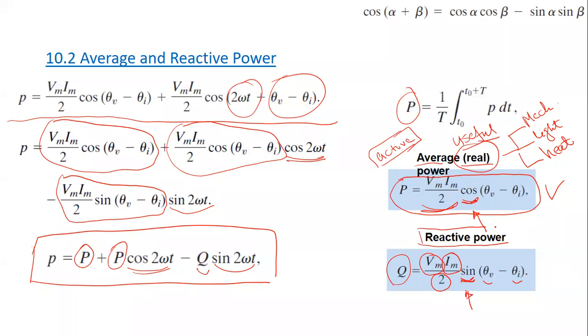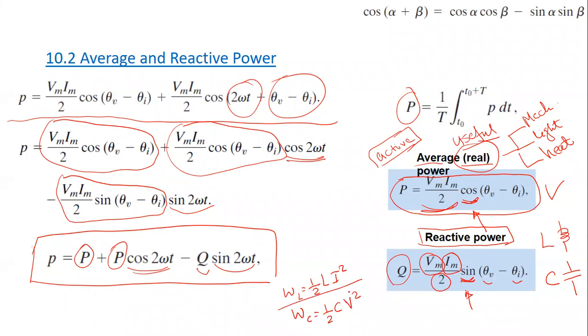The reactive power cannot be converted to mechanical energy, light, or heat. The reactive power is the power that is stored in the inductor or in the capacitor. We talked about stored energy in the inductor: it is half L i squared. In the capacitor, it is half C V squared.